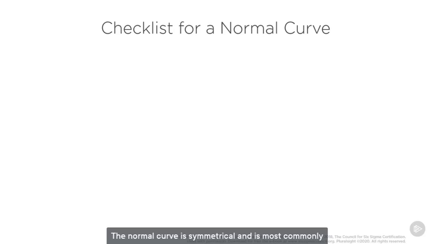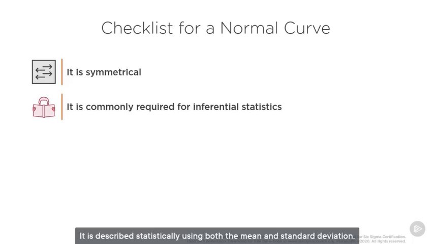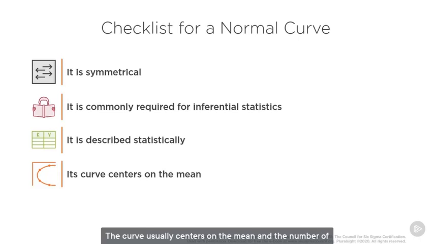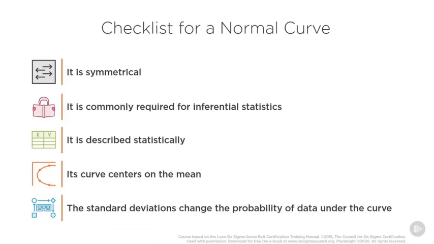The normal curve is symmetrical and is most commonly required for inferential statistics. It is described statistically using both the mean and standard deviation. The curve usually centers on the mean, and the number of standard deviations away from the mean changes the probability of the amount of data under the curve. That's it for a quick review and introduction of this module. I'll see you in our next video.